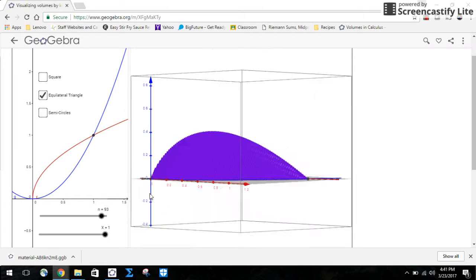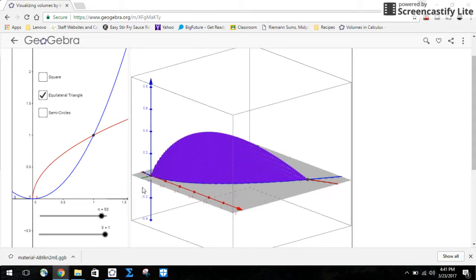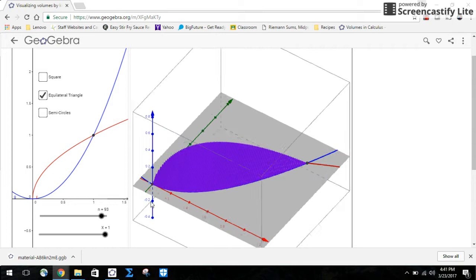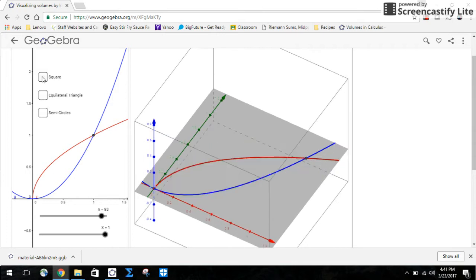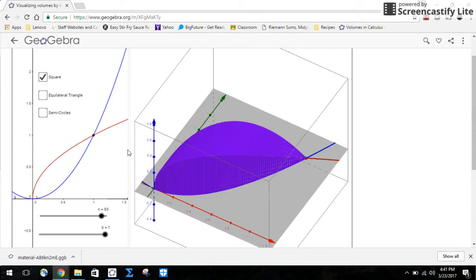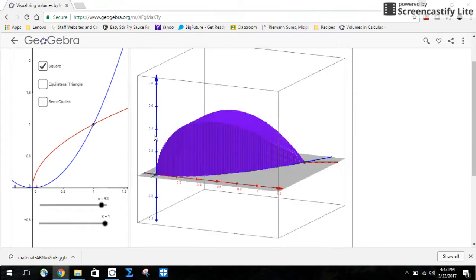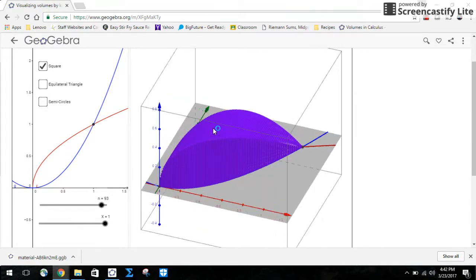I don't know if I can spin this. Oh, I can. I don't want to mess it up too much. But there's the base, and then there's the triangles coming out. And if it was squares coming out, it would kind of have this weird look to it. It would have a little ridge in the middle. Don't worry about that.